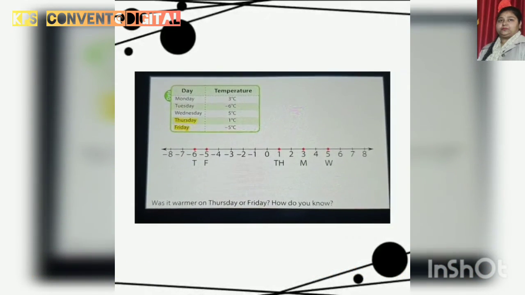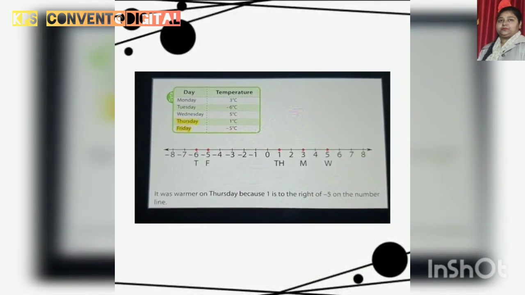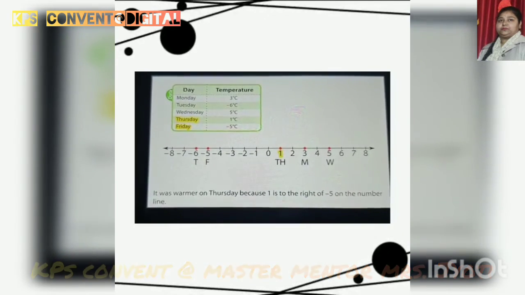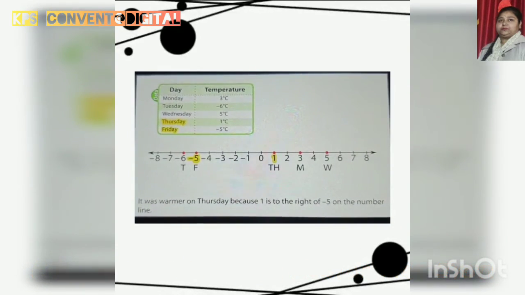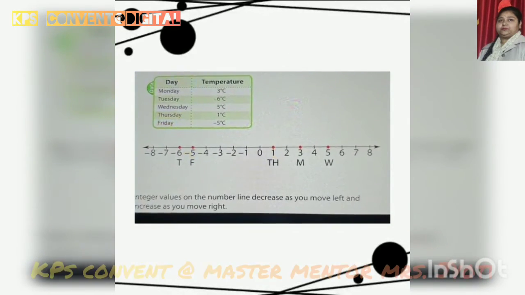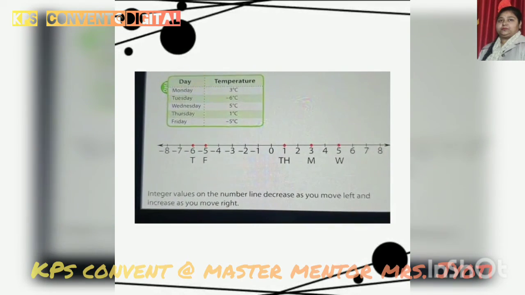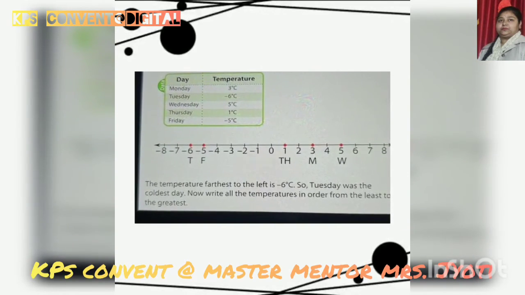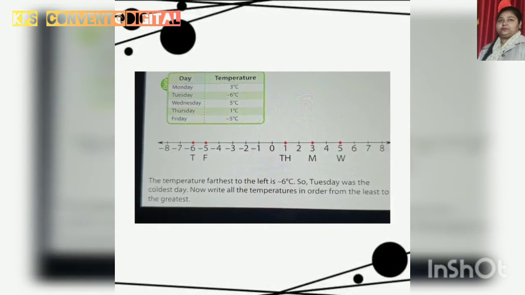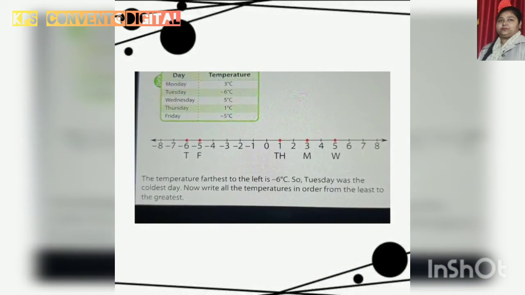Was it warmer on Thursday or Friday? How do you know? It was warmer on Thursday because 1 is to the right of negative 5 on the number line. Integer values on the number line decrease as you move left and increase as you move right. The temperature farthest to the left is negative 6 degrees Celsius, so Tuesday was the coldest day.